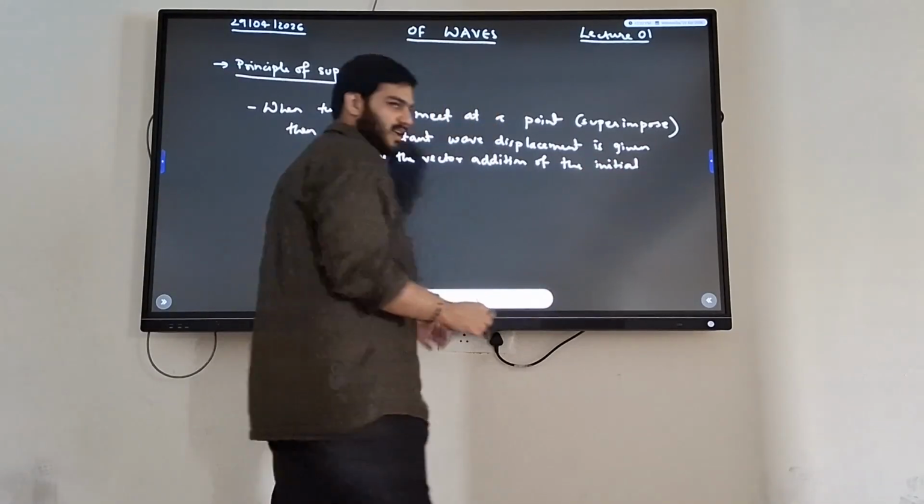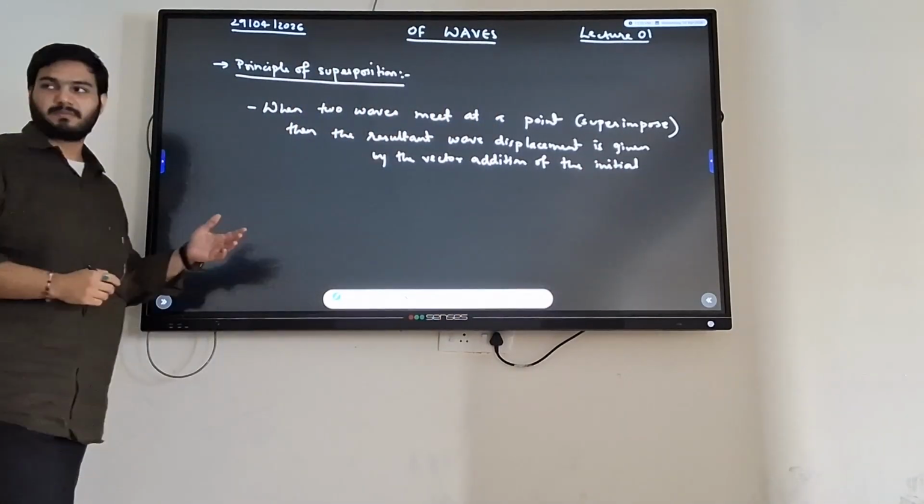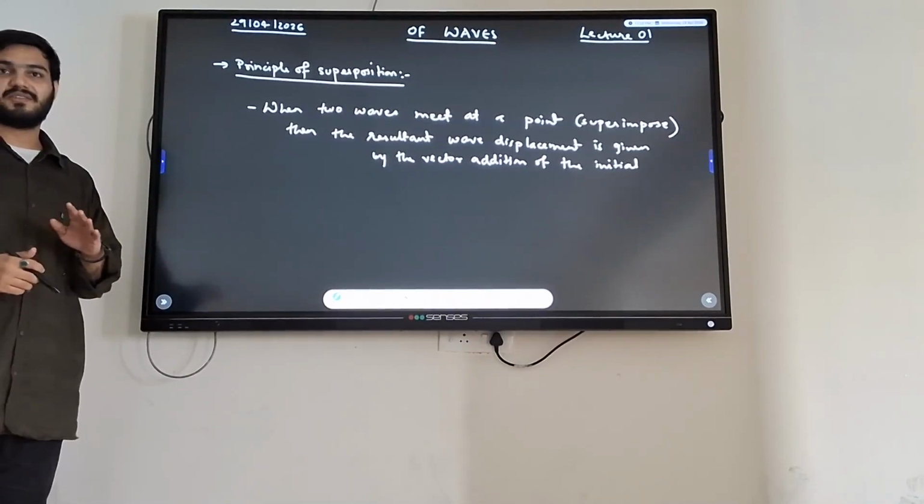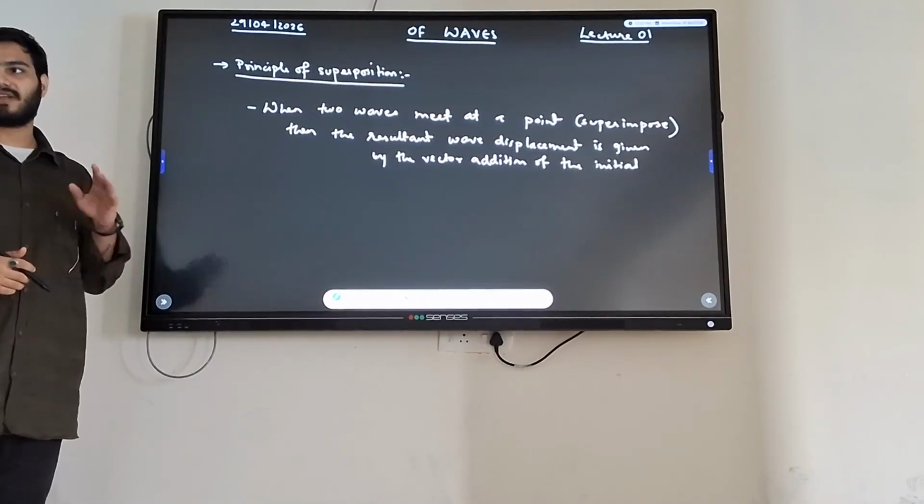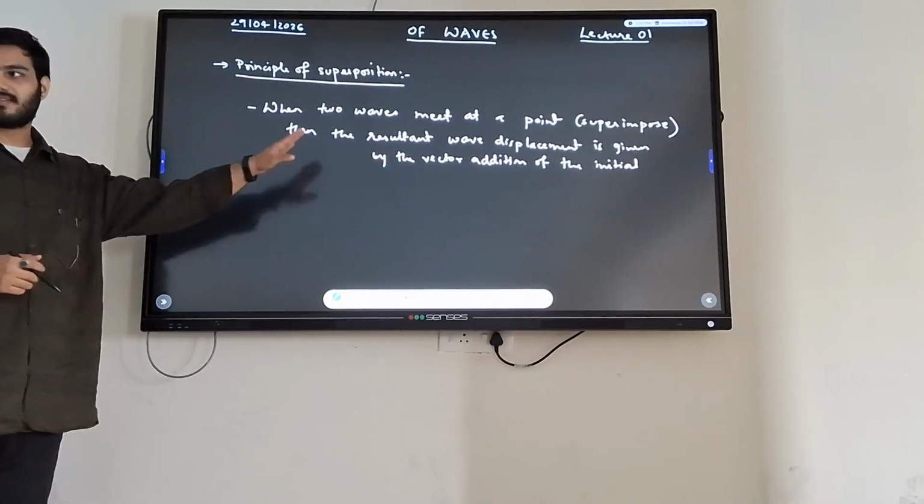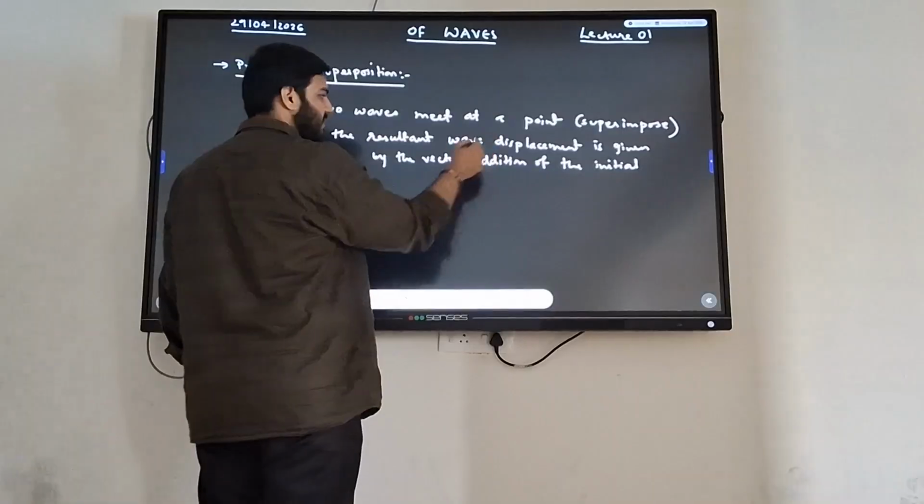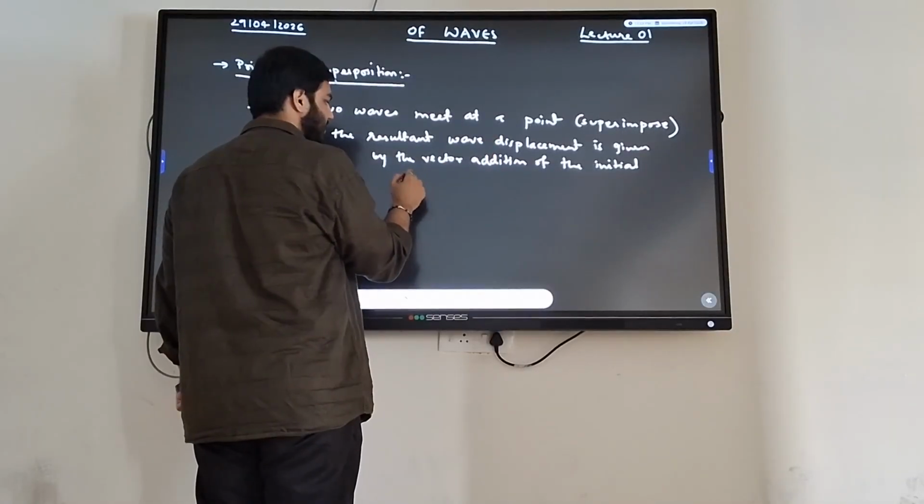This is not the exact verbatim statement from the principle. There is a 4-5 line statement in your books. You should remember that for your IB exams. But the crux is this. Then the resultant is given by the vector addition of the initial displacements.